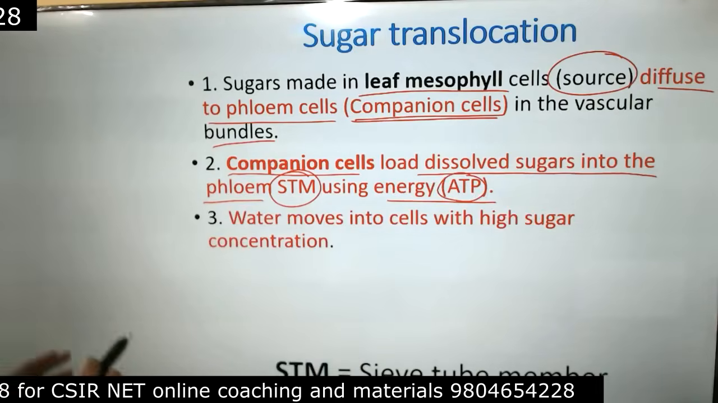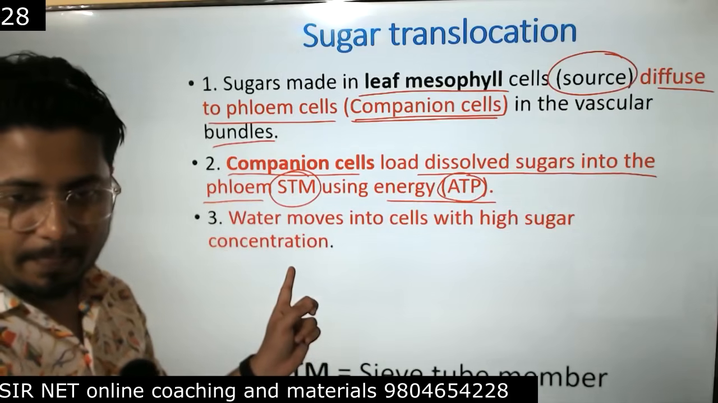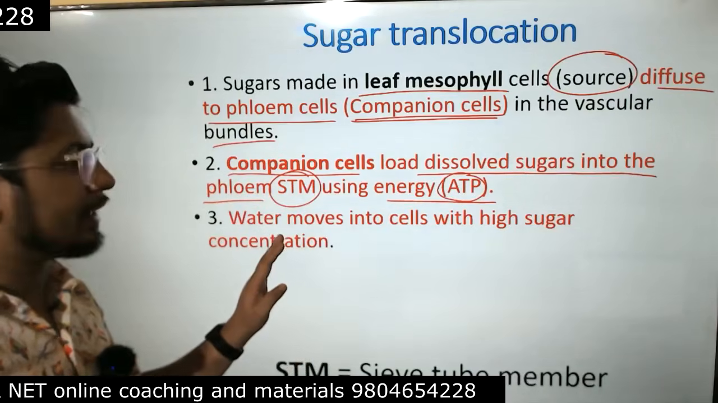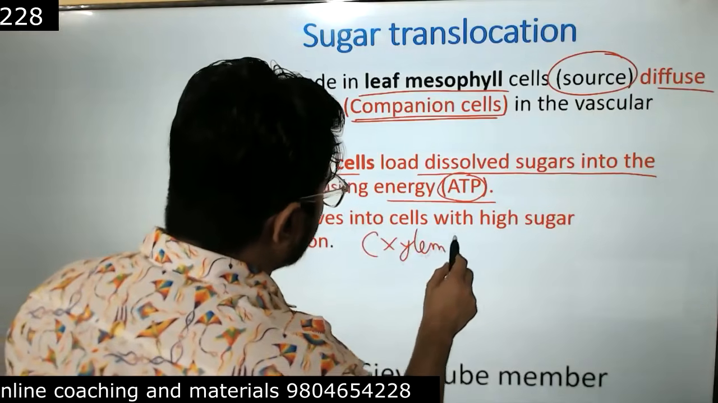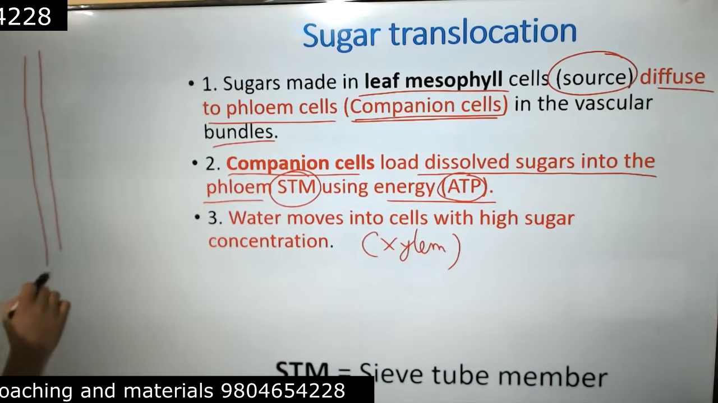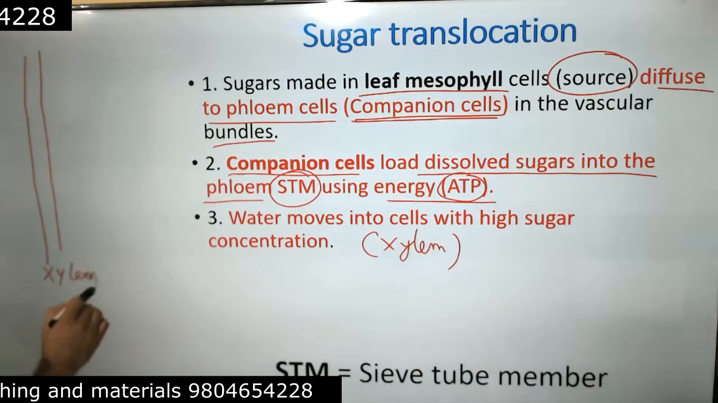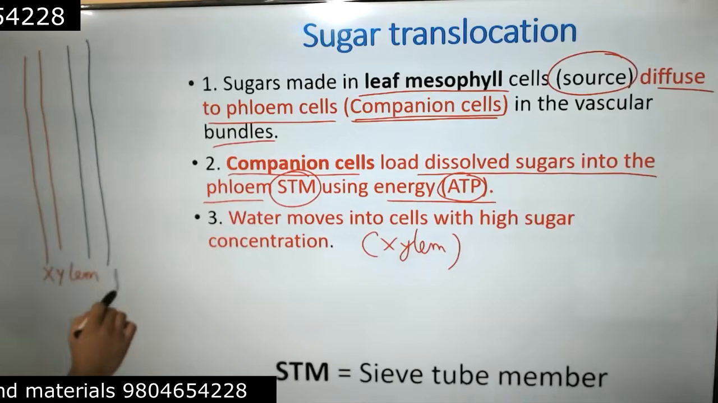Third step, water moves into the cell from high sugar concentration. So from where does the water come in? From xylem. The water is present in xylem. So basically, if you look at plants, there are two places we can see. Let's say this is xylem and let's imagine this is phloem, okay?